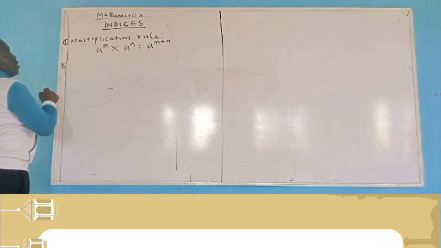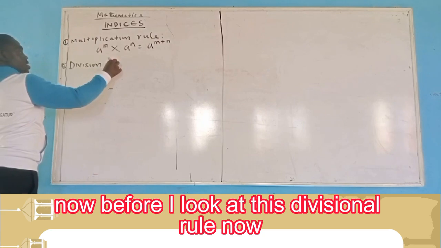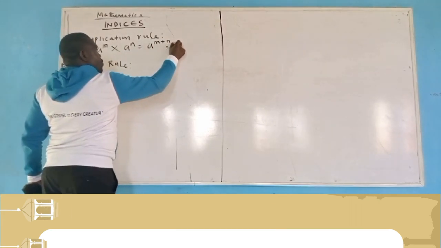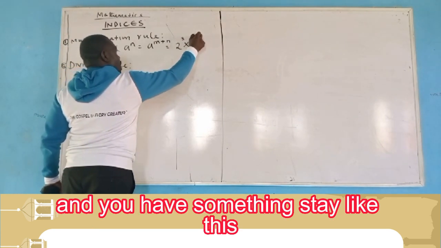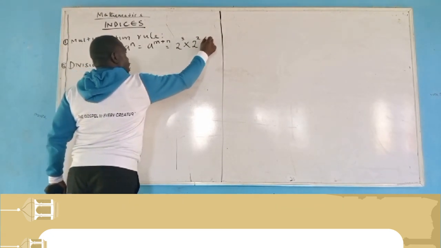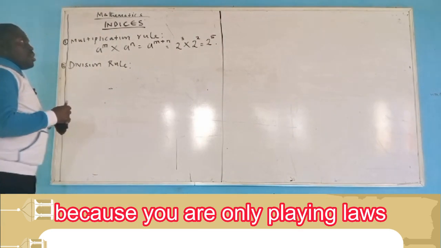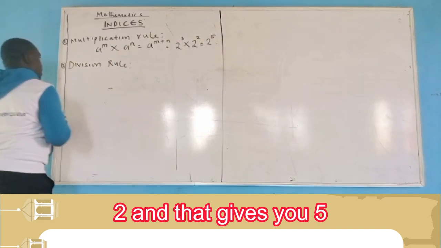Number two, we have what we call the division rule. Before I look at this division rule, I'd like to give an example here. For example, if you have something like this and something like this, obviously the base is the same. You have 2 raised to the power 5. Why? Because you are adding 3 plus 2, and that gives you 5.